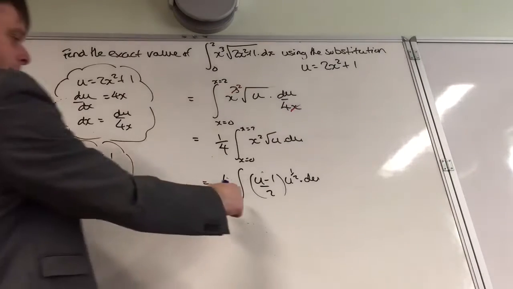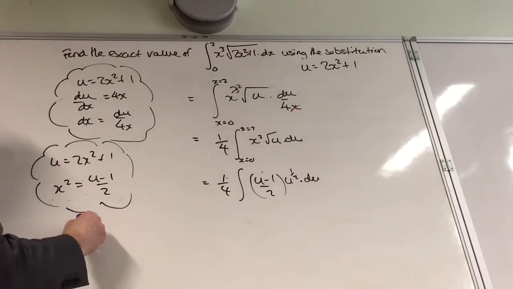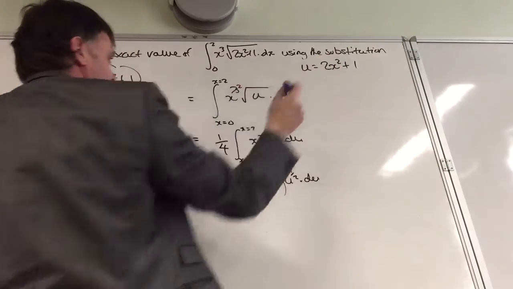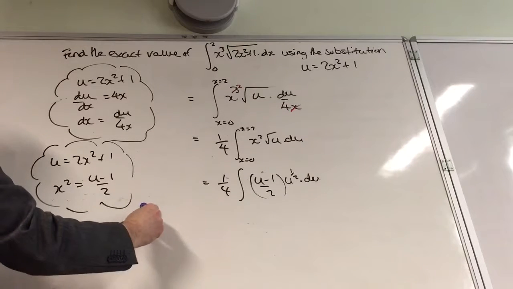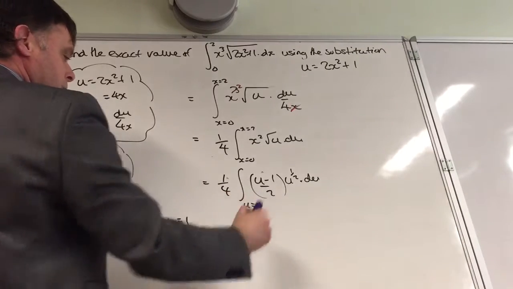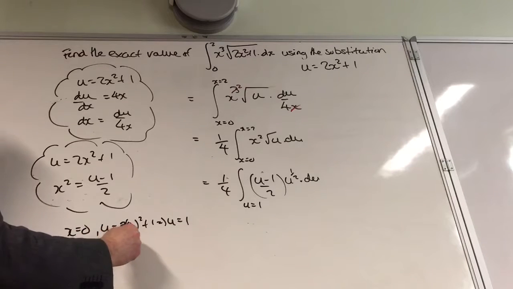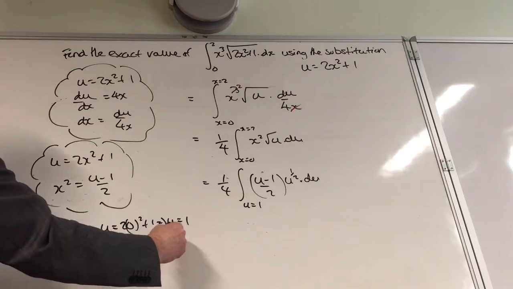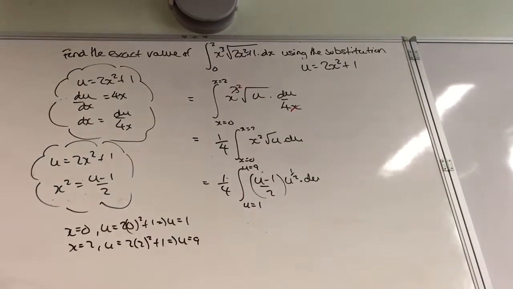I'm going to change my limits here and here as well. So if x is equal to 0, going back to my substitution, I swap 0 into this, so I get u is equal to 2 times 0 squared plus 1, which gives u is 1. So u equals 1 is my bottom value, and x equals 2 gives me u is equal to 2 times 2 squared plus 1, which gives u is equal to 9. So now everything has been changed from x's into u's, and now I can do the integration.